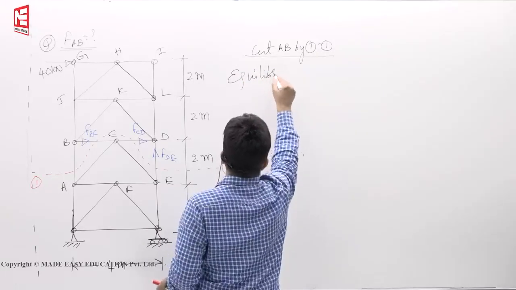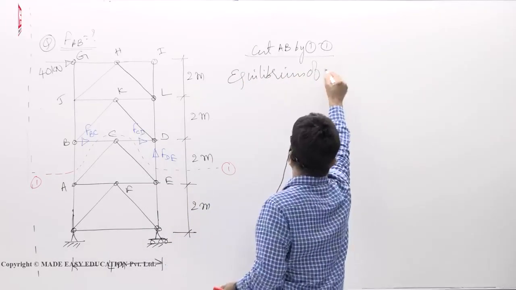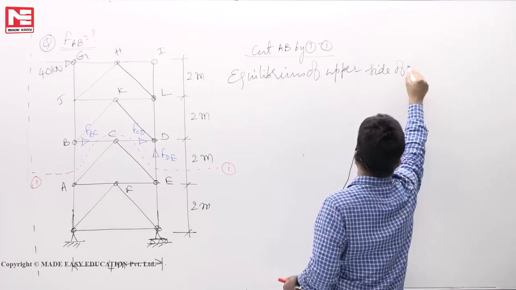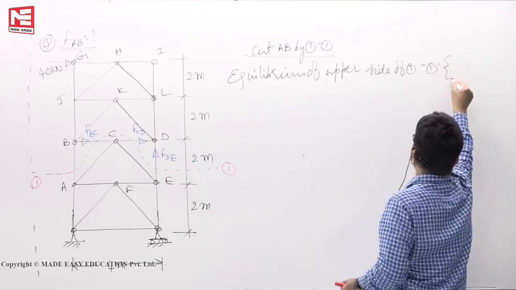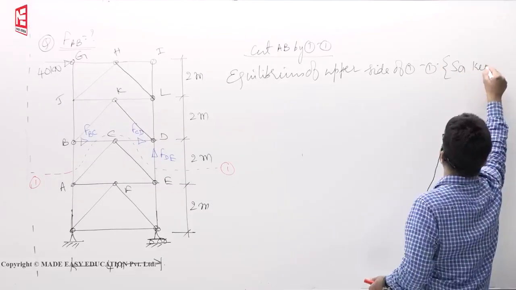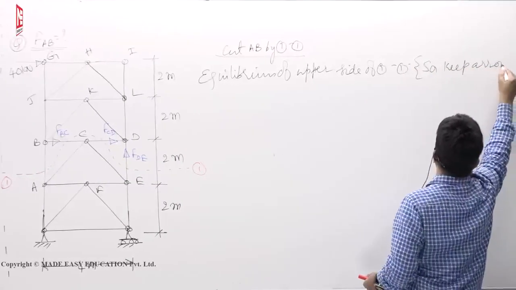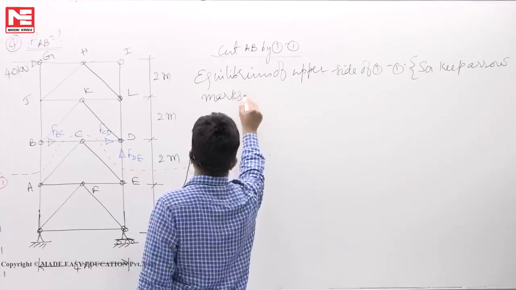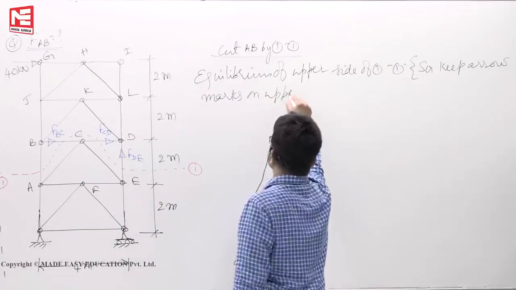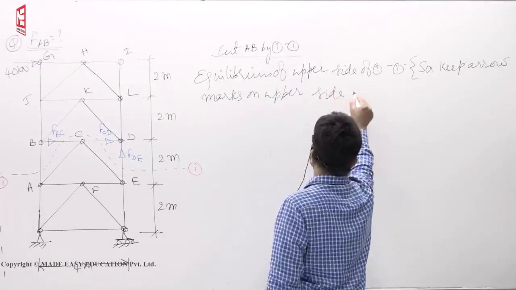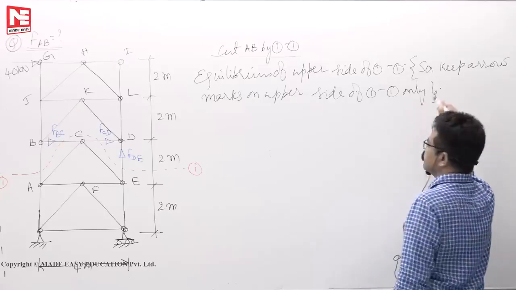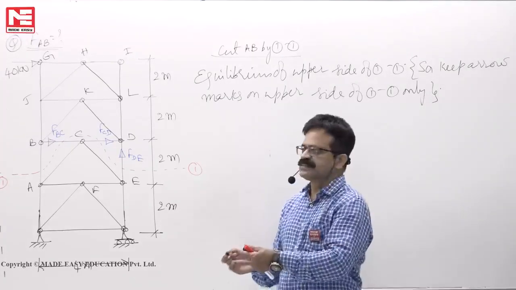You will consider equilibrium of upper side of 1-1. If you take upper side of 1-1, so keep arrow marks on upper side of 1-1 only. Okay, because that is the one you are considering.